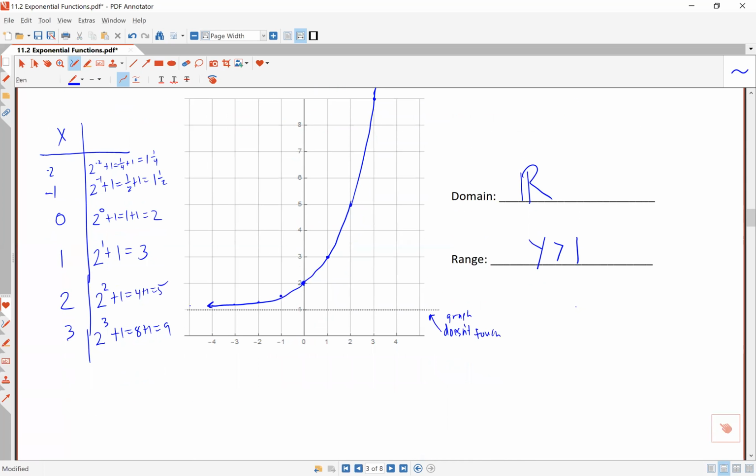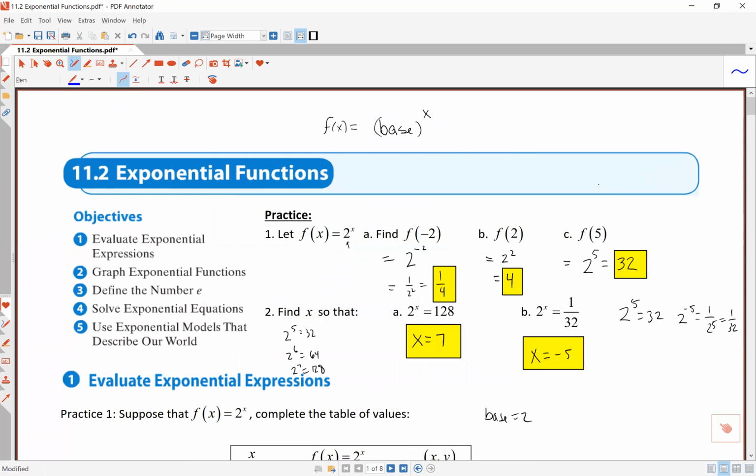And this concludes the video for section 11.2, Exponential Functions, Objective 2, Graph Exponential Functions.